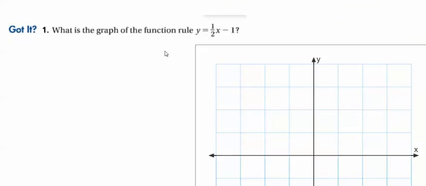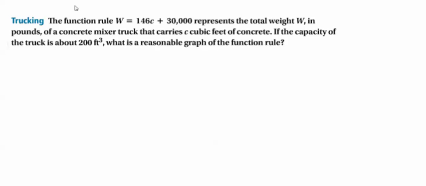Okay, so this is the same one. This is for the Got It. This is a linear function as well. On this one, the function rule W equals 146C plus 30,000 represents the total weight W in pounds of a concrete mixer truck that carries C cubic feet of concrete. If the capacity of the truck is about 200 cubic feet, what is a reasonable graph of the function rule?